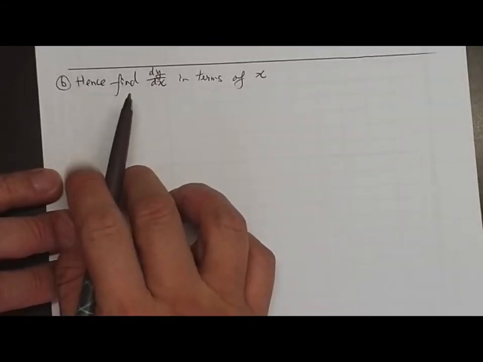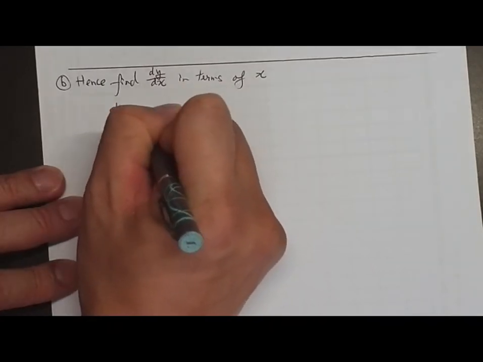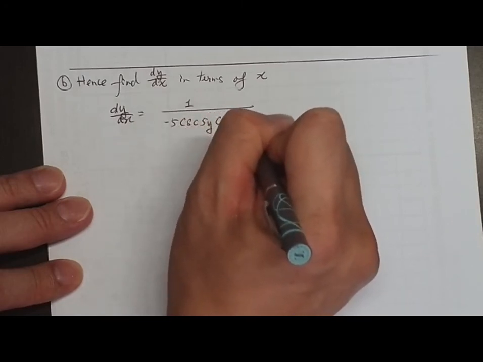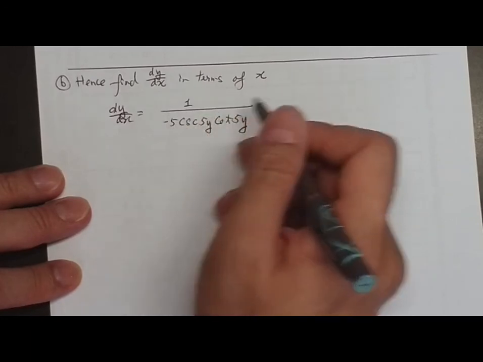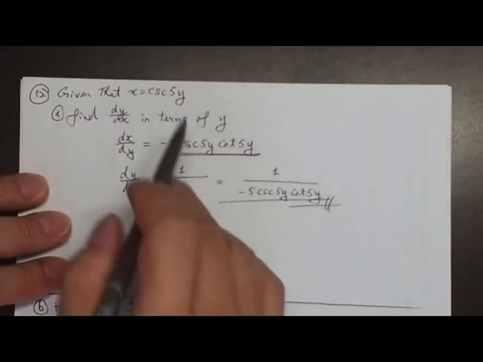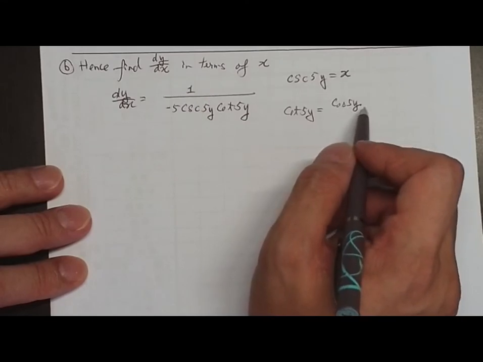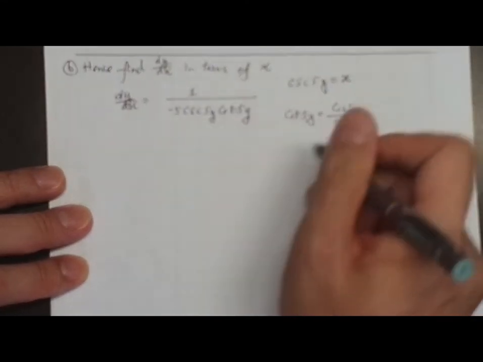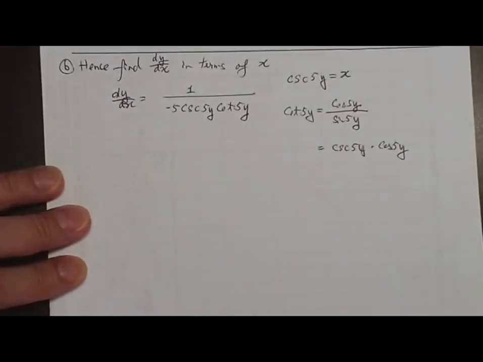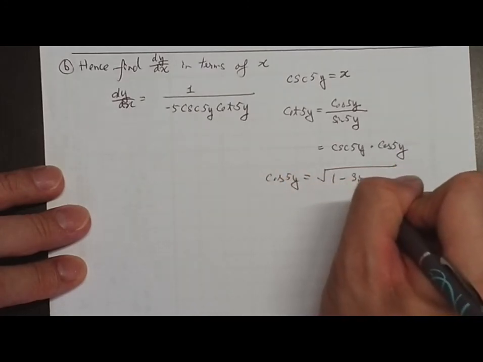And in part B, we have to find dy by dx in terms of x. We know that dy by dx is equal to 1 over minus 5 cosecant 5y cotangent 5y. And we know that cosecant 5y is equal to x, from here. So this one is equal to x. Cotangent 5y is equal to cosine 5y over sine 5y. And it is equal to cosecant 5y multiplied by cosine 5y. And cosine 5y is equal to square root of 1 minus sine squared 5y.